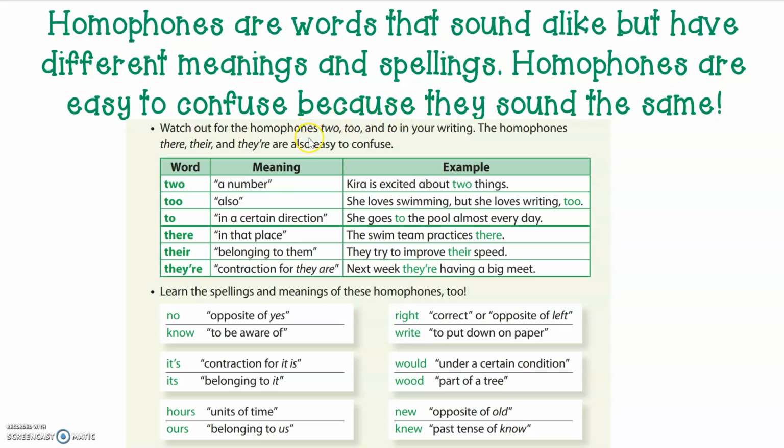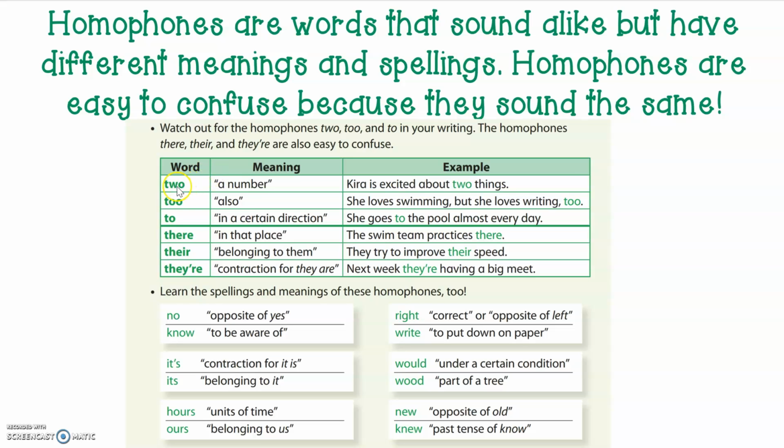For example, the words two, too, and to. We confuse them a lot because they sound exactly alike, but they're spelled differently. Also, there, their, and they're. We also confuse them a lot because they sound exactly the same, but if you notice, they're different spellings and they also have different meanings. So I want to go over a few of these and show you what they actually mean, and then we're going to put them into some sentences so you can see it a little bit clearer.